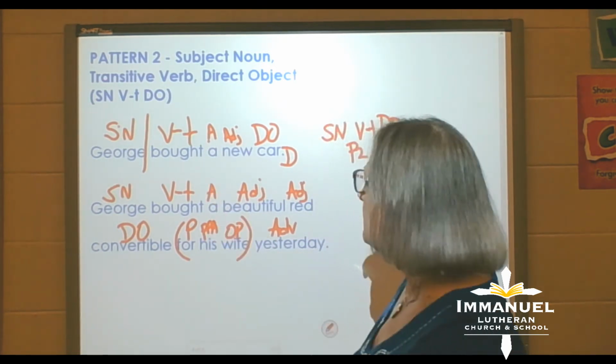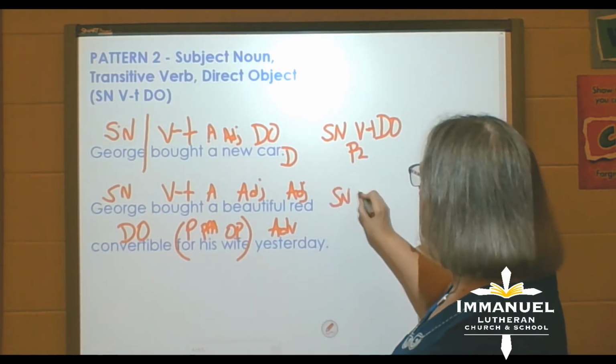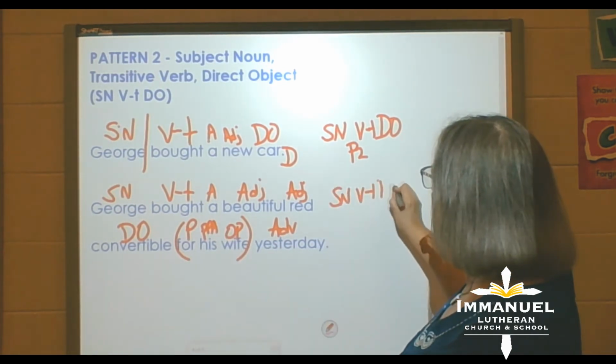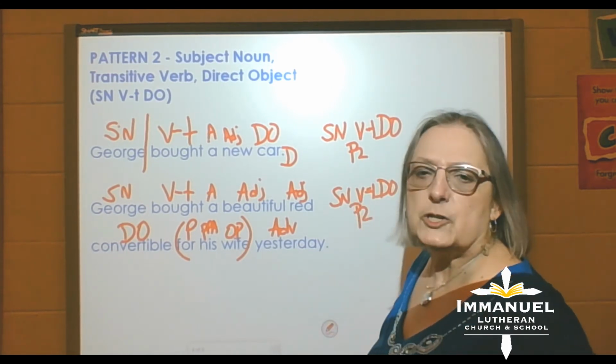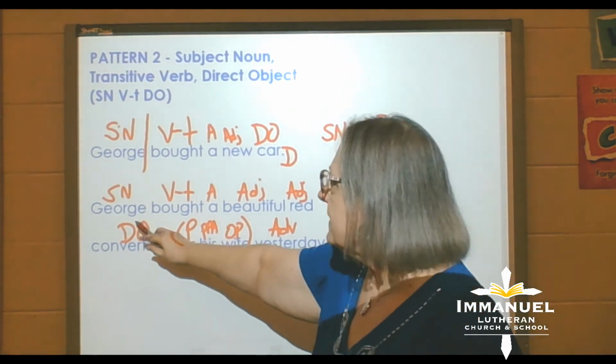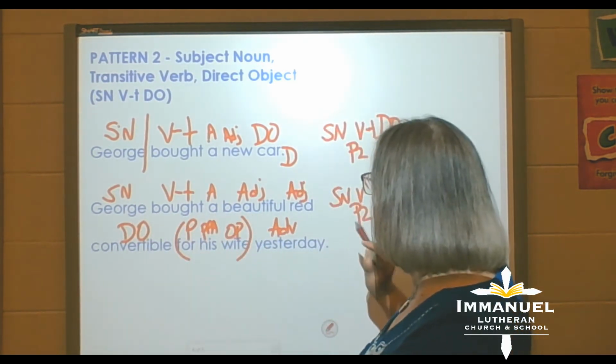We have everything marked. Now let's find our pattern. Subject noun. Verb transitive. Direct object. Pattern 2. Check. Is everything marked? And we go through and yes, indeed, everything is marked.